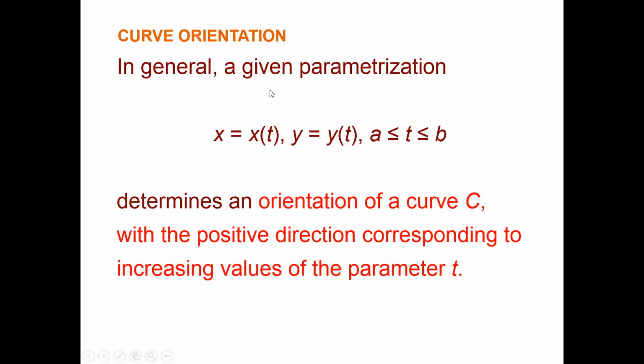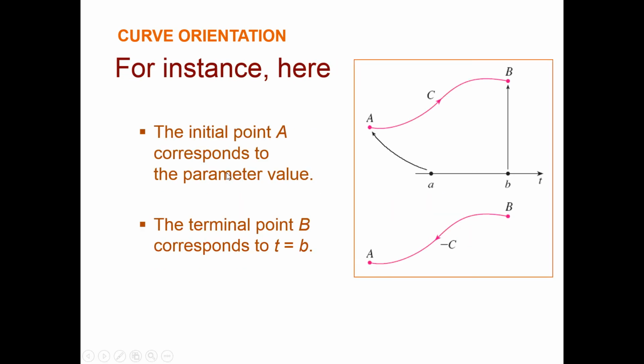In general, a given parameterization x equals x(t), y equals y(t), where t lies between a and b, determines an orientation of a curve C, with the positive direction corresponding to increasing values of the parameter t. The direction in which t increases is called the positive orientation. So the initial point A corresponds to this parameter value, and the terminal point B corresponds to this one.